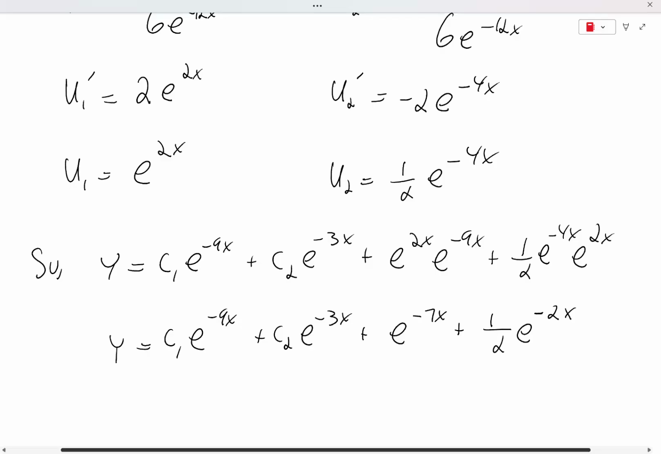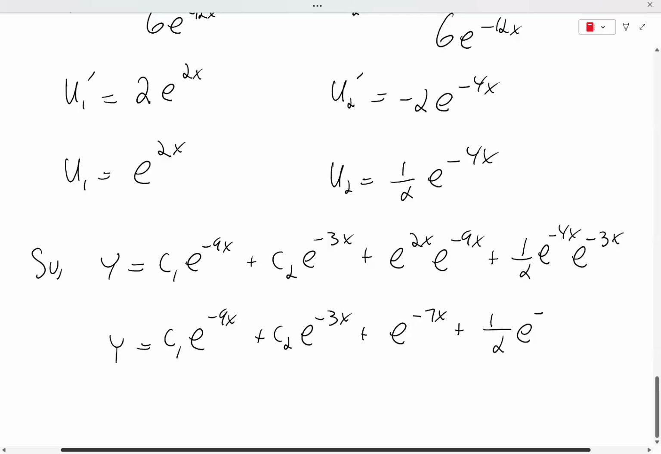e to the negative 3x at the end, right? Should it be? Oh, yes, yes. Thank you. I don't know where the 2x came from. Oh, that was a u. I looked at the wrong thing there. Yeah, e to the negative 3x. My bad.